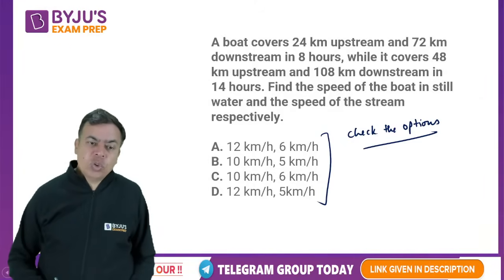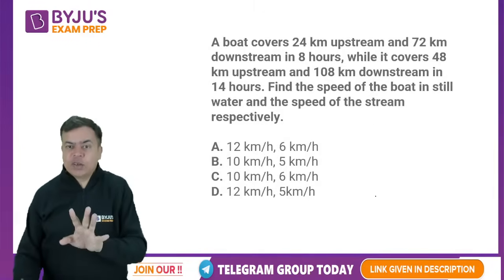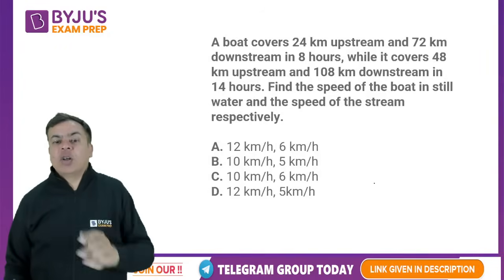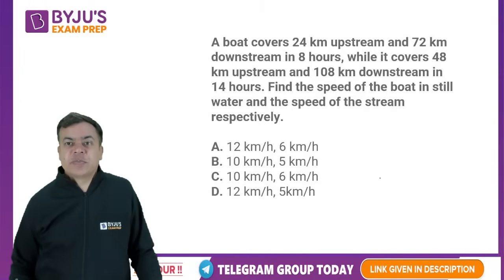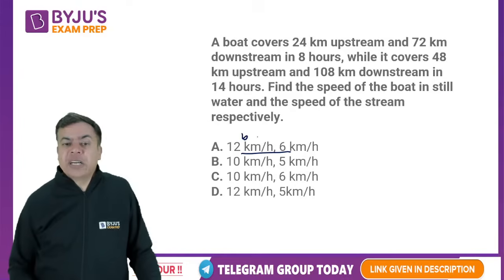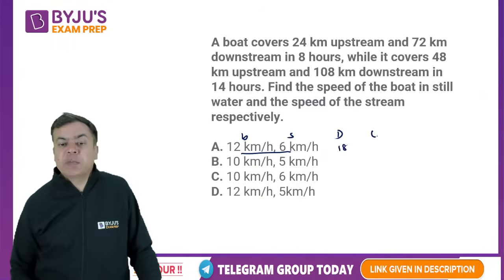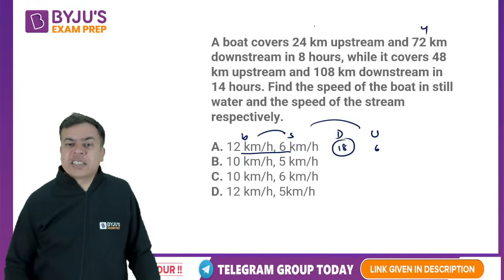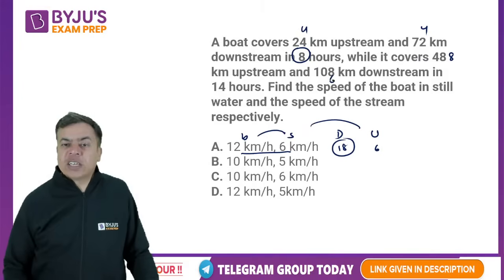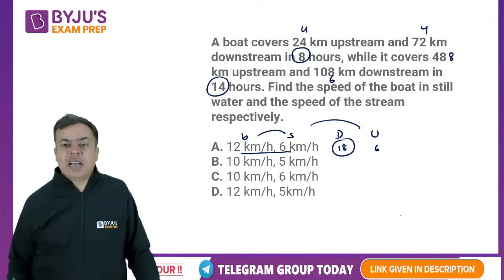Okay, Himanshu, here the best method would be you check the options, but those options which are factors of the distance. You already know boat speed and stream speed, so downstream speed will be 18, upstream speed will be 6, right? 12 plus 6, 12 minus 6. Okay, so now you check: 18 into 4, 6 into 4, 4 plus 4, 8 hours, correct. 6 into 8, 18 into 6, 8 plus 6, 14 hours, correct. Right, so this is my correct option.